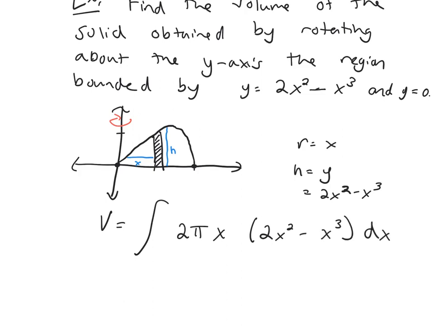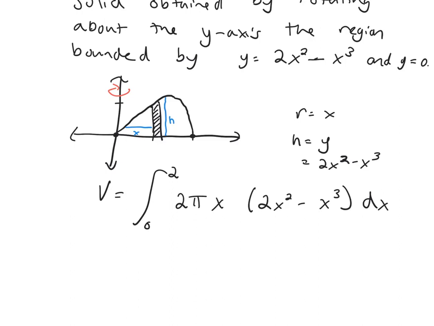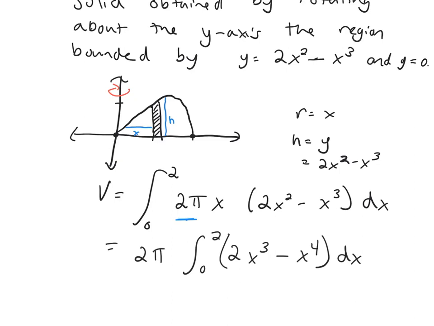And then what are my bounds on my integral going to be? 0 and 2. My integral is in terms of x, so I need to look at my range of x values. They go from 0 to 2. So if it was me, I would factor out this 2 pi in the front. Factor that out first before you integrate. This becomes 2x cubed minus x to the 4th, and then integrate after that.